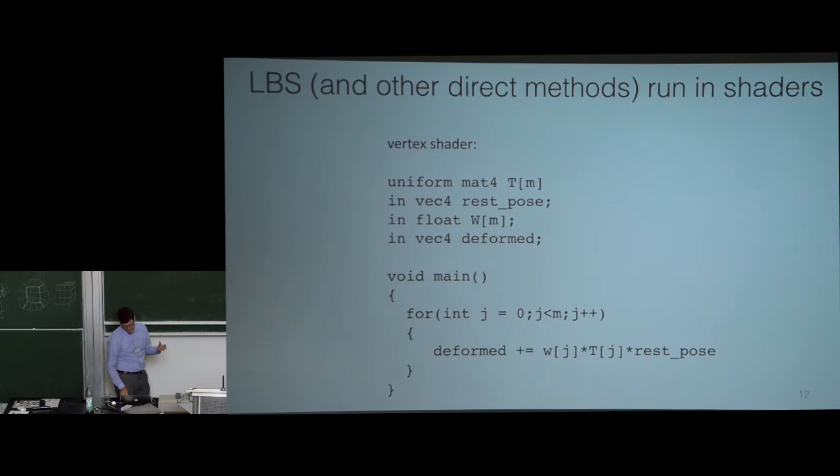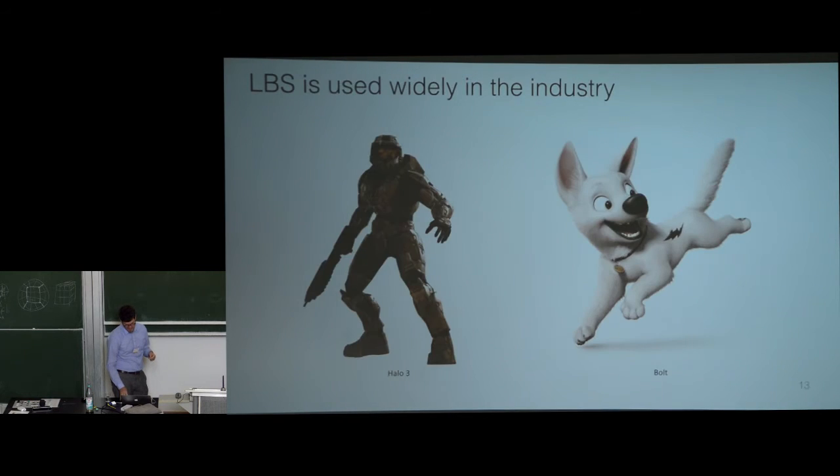And for this reason, linear blend skinning is enormously used in industry. It's used in basically any video game that you can find, including the AAA games like the Halo games. It's used in film production too as a first step for deforming characters. But despite this amazing popularity, linear blend skinning has really well-known artifacts.